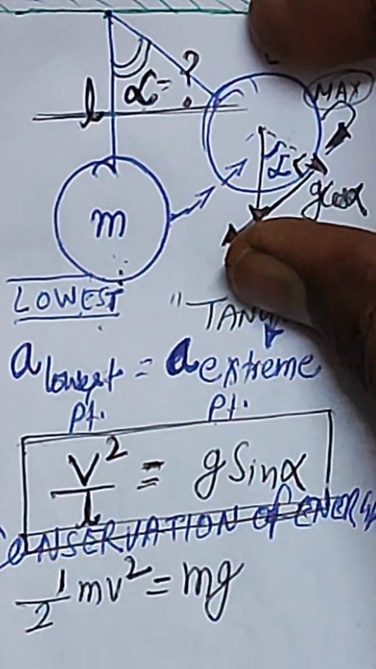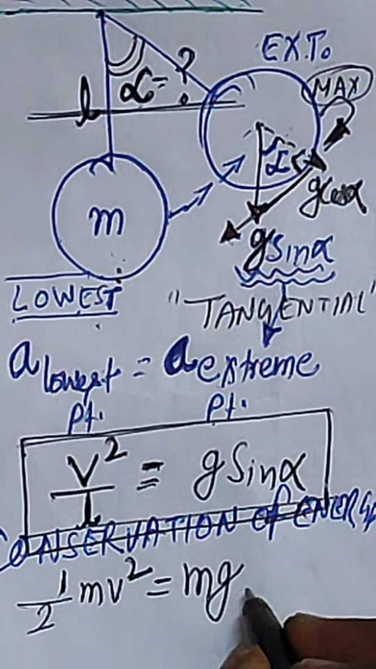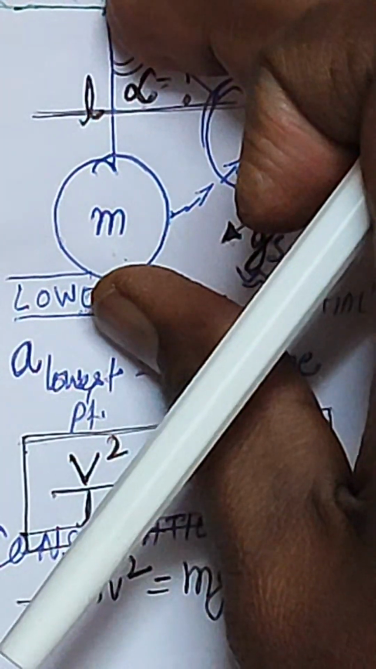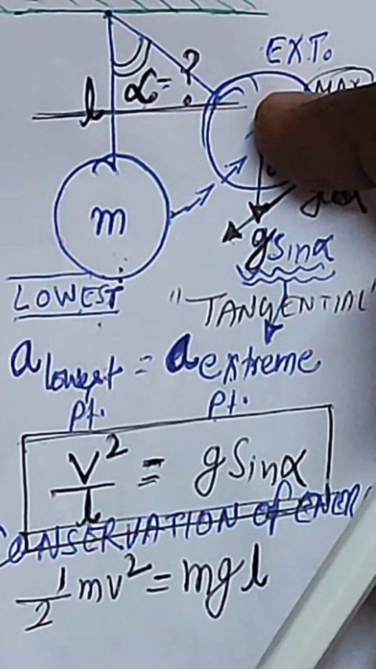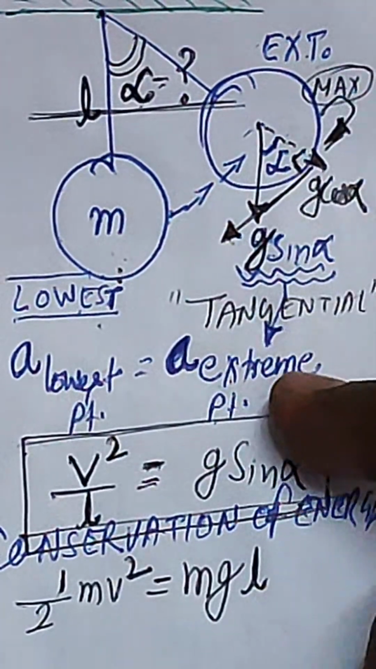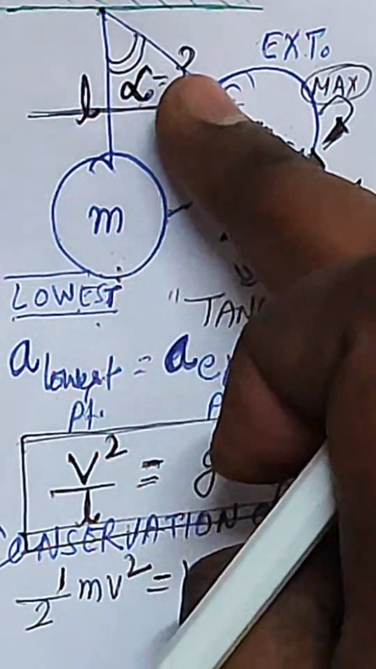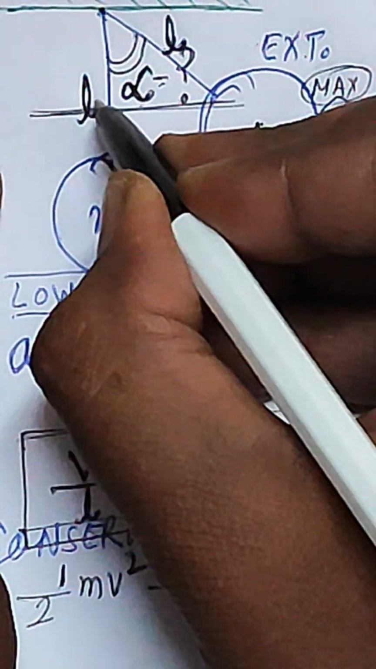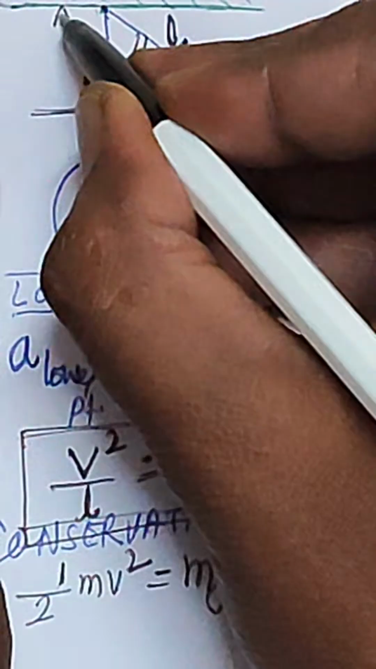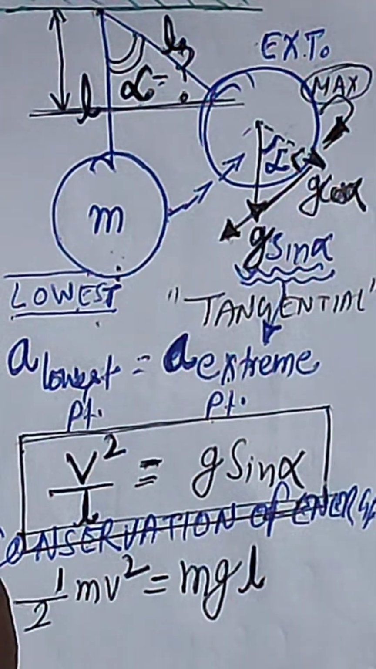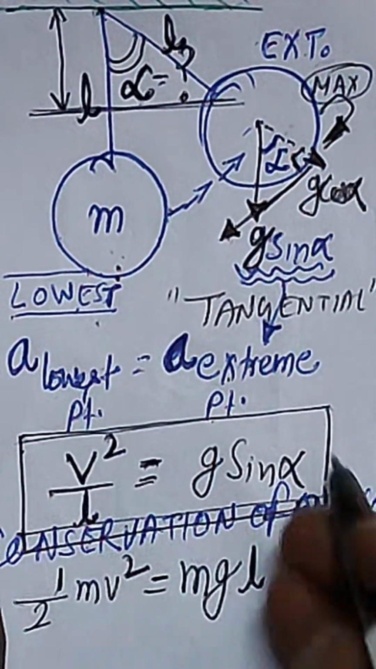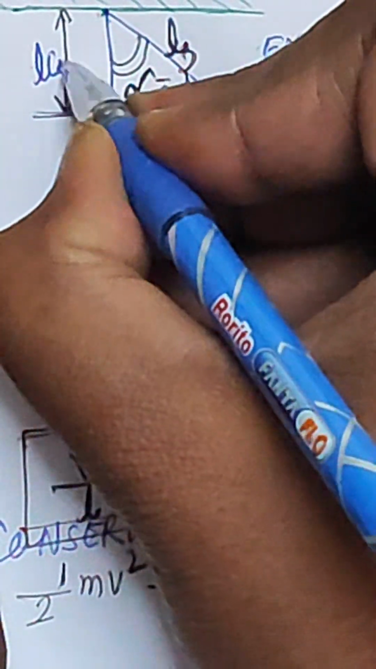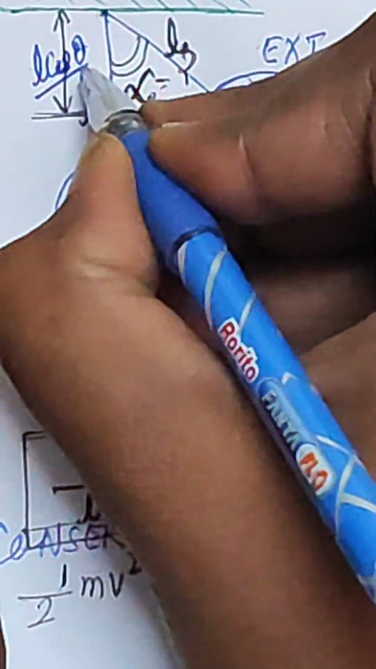mgh on the top, so that will be equal to mgl, basically the maximum height, and it is standing over here, right? So the height at this point, if l is there, you can see, this will be equal to l cos theta, right?